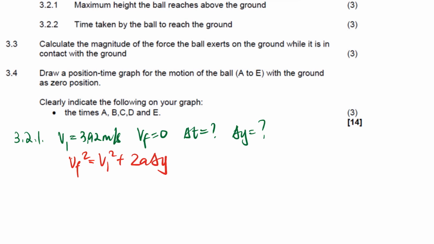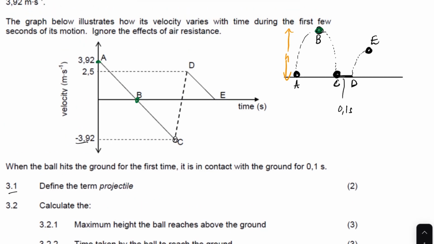Why are we taking that one? We have the final, we have the initial, we have the acceleration. We want that, so we only have one unknown there. So let's substitute. Final velocity 0, initial velocity 3.92 squared, plus 2a. Our acceleration is going to be negative because up is positive from the graph. This was a motion upwards, but it's where it's positive.